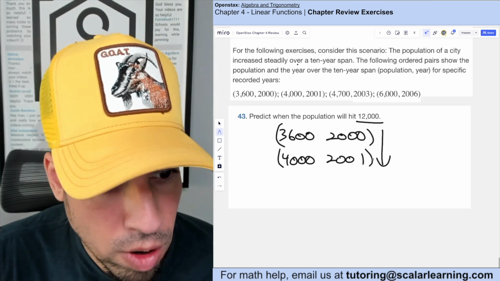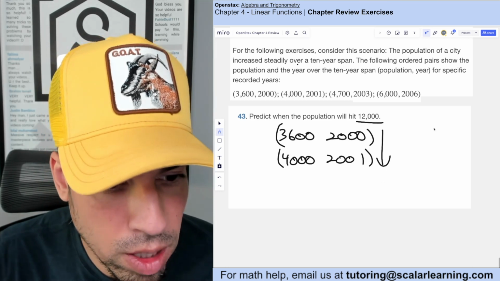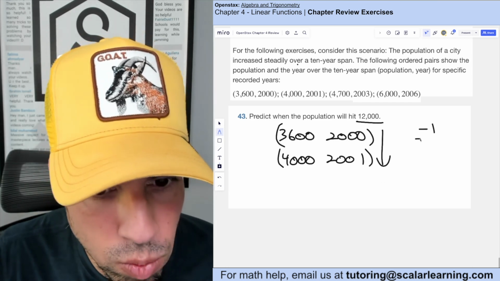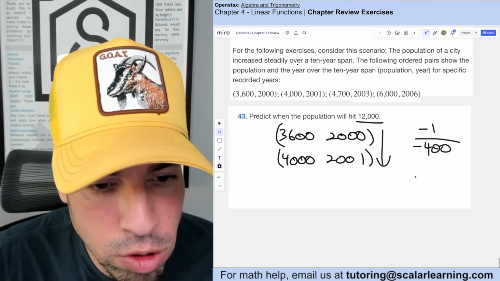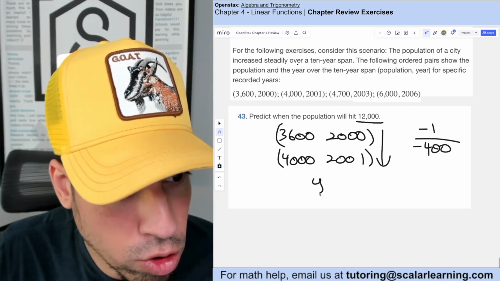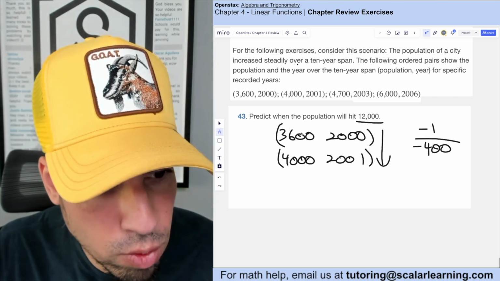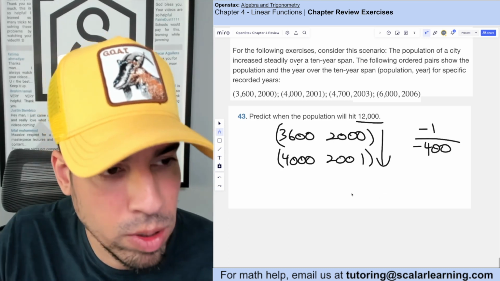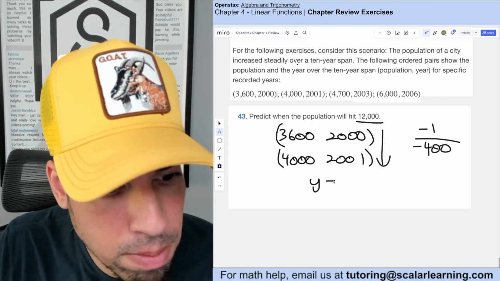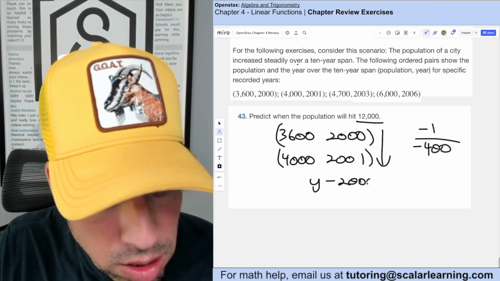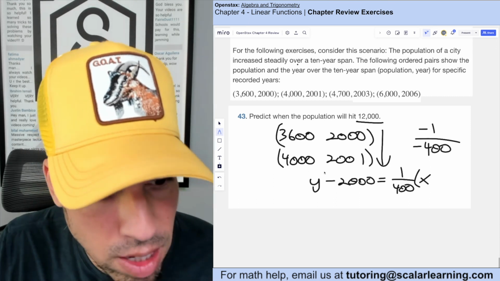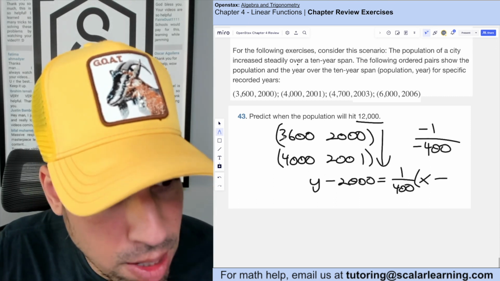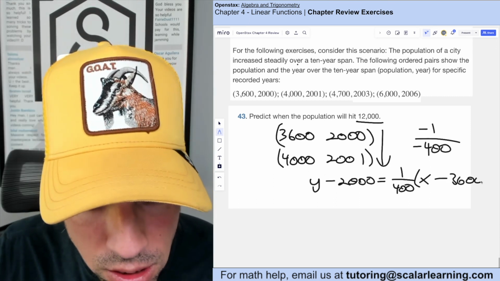I'm going to use two arbitrary coordinates, the first two, and then subtract down to calculate the slope. 2,000 minus 2,001 is negative 1. 3,600 minus 4,000 is negative 400. So there's my slope, 1/400. Then we can use that slope of 1/400 in point slope to come up with a model. So y minus 2,000 equals 1/400 times x minus that corresponding x value of 3,600.